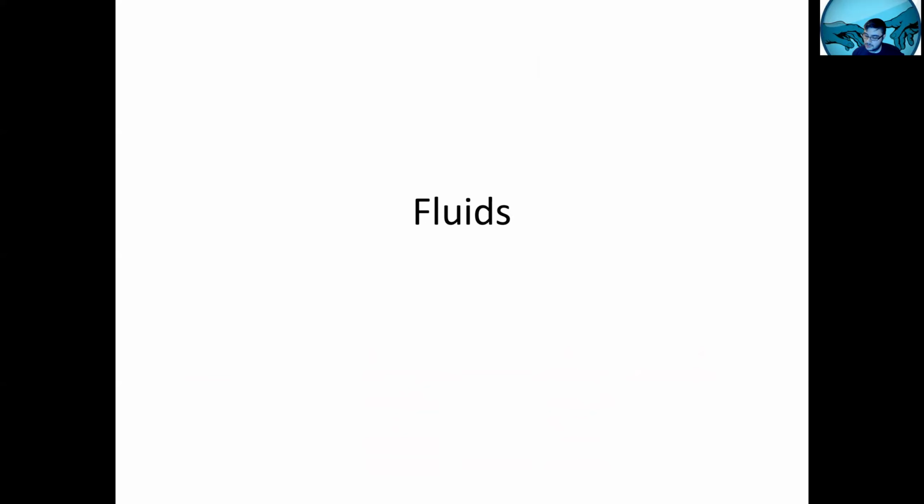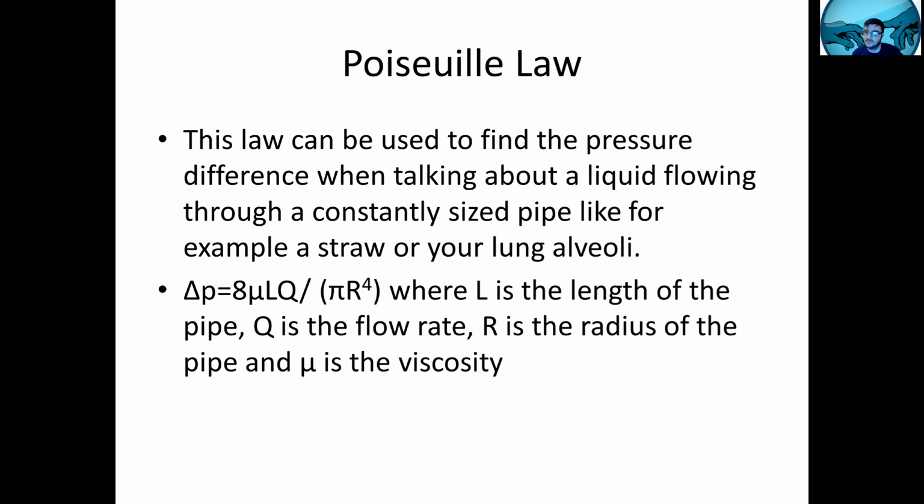Okay, last thing we're going to be covering today is fluids. I'm not even going to try and pronounce this guy's name. This guy's law can be used to find the pressure difference when talking about a liquid flowing through a constantly sized pipe, like for example, a straw or your lung alveoli. So we use this formula, delta P equals 8 mu L Q over pi r to the fourth, where L is the length of the pipe, Q is the flow rate, r is the radius of the pipe, mu is the viscosity, and delta P is the change in pressure, right?